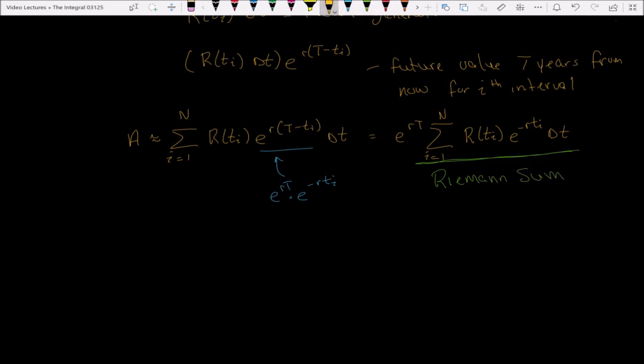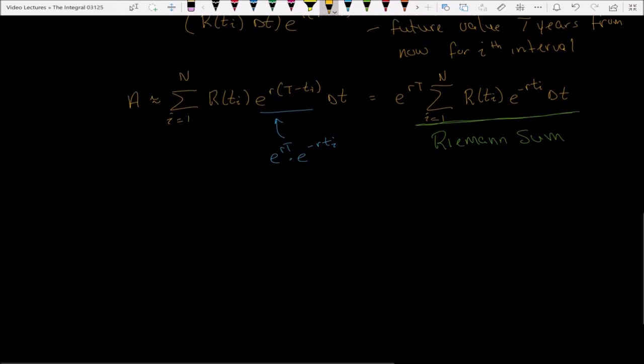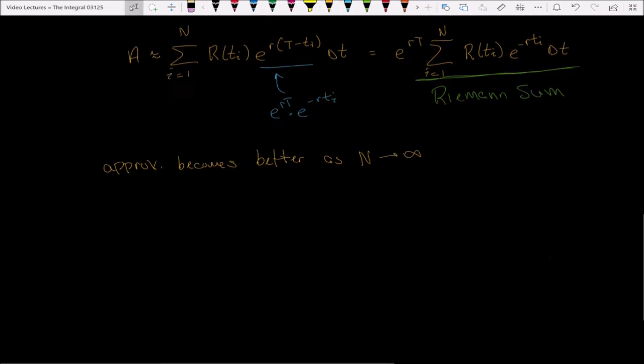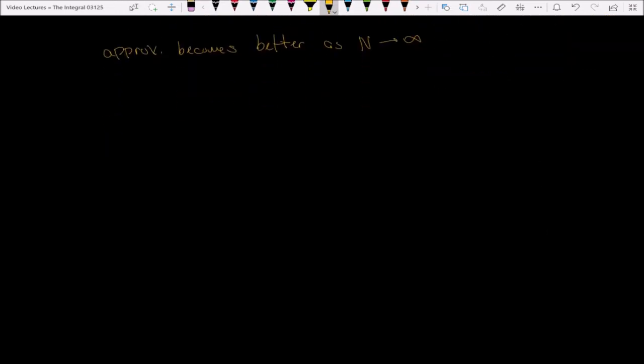And obviously, this approximation becomes better and better as we let n go to infinity. Right? So if we let n just keep growing, this becomes a much better approximation, and in fact, it will converge to the true future value. Also, since we have a Riemann sum, that Riemann sum will converge to an integral, and so we get this result.